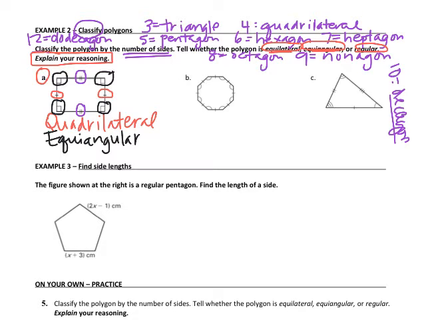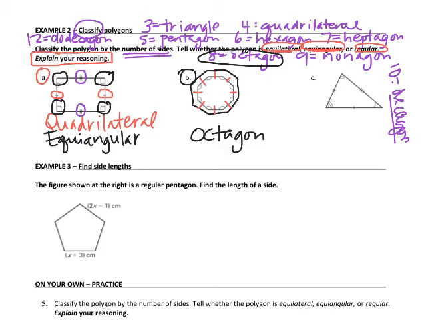If we look at example B, let's count the sides. We have 1, 2, 3, 4, 5, 6, 7, 8. Okay, so there are 8 sides, and we said that that is going to be an octagon. So this is an octagon because it has 8 sides. If we look at all these little markings, you may or may not already know, these little hash marks mean that all of those sides are congruent.